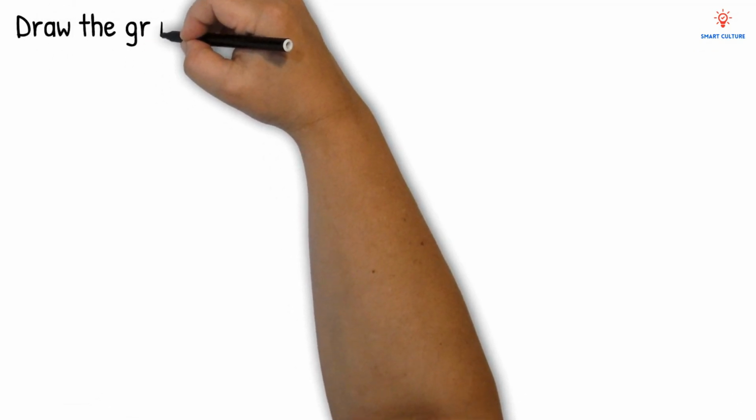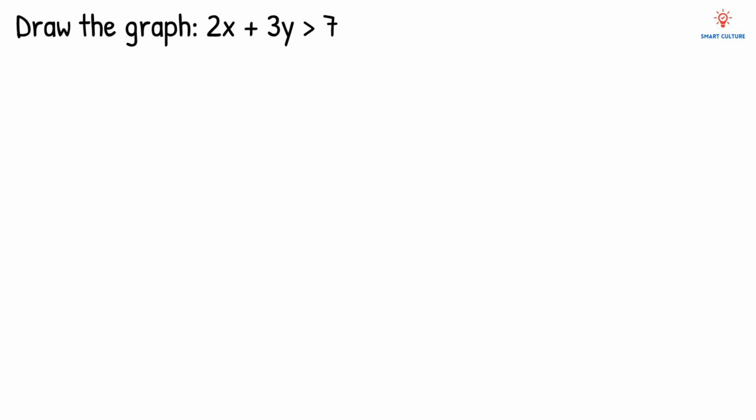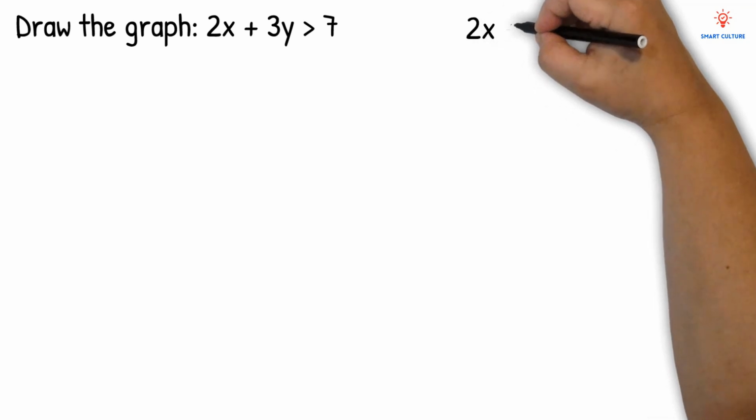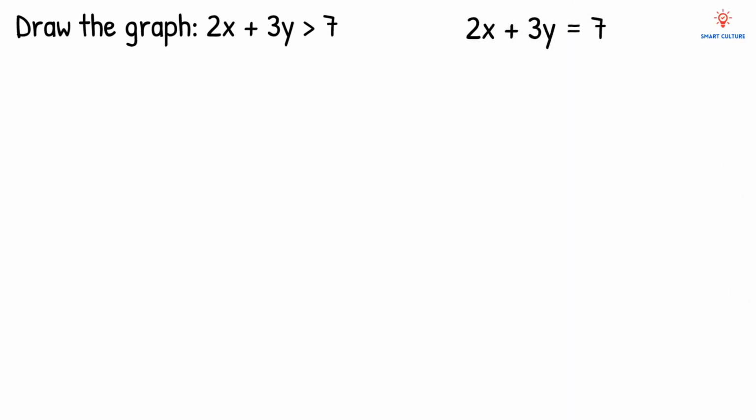So here we have an example question. Draw the graph of 2x + 3y > 7. So the first step will be to draw the graph 2x + 3y = 7. So what we do now is we change the greater than sign to an equal sign.